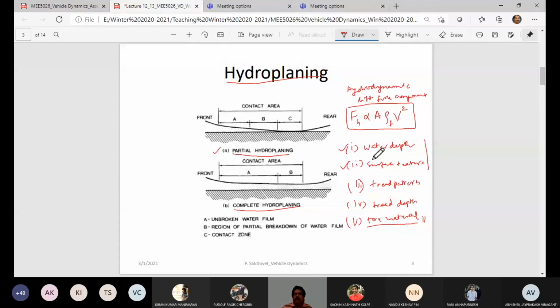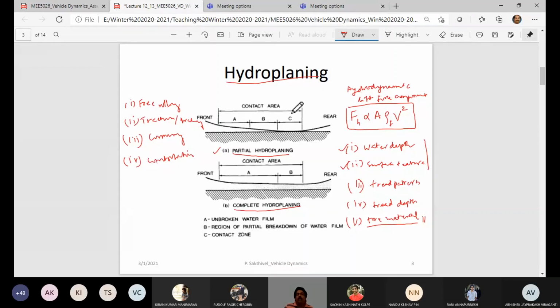And this all on one side, ultimately you should look at the different operating conditions of your vehicle. What are the different operating conditions that you have seen? It can be a free rolling condition of the vehicle, or it can be either traction or braking alone, or it can be cornering, or it is a combination of cornering and braking. So these are all various operating conditions of your vehicle.